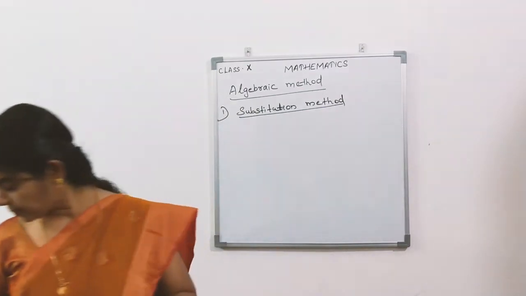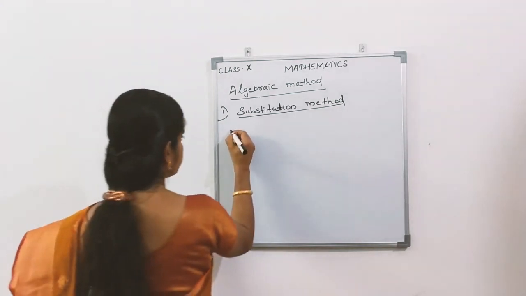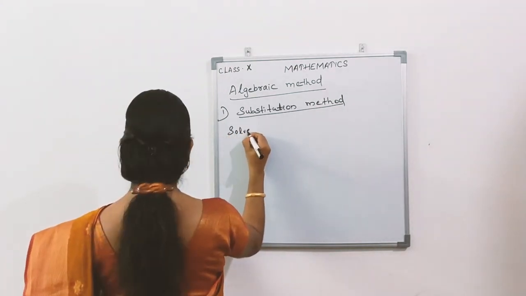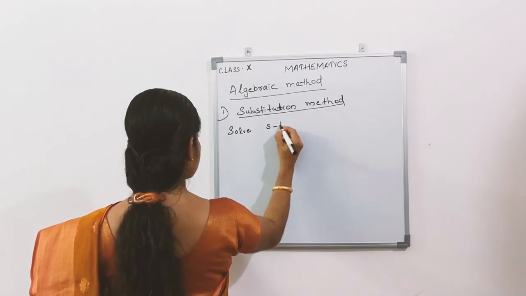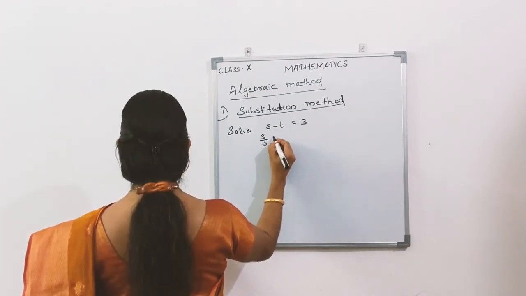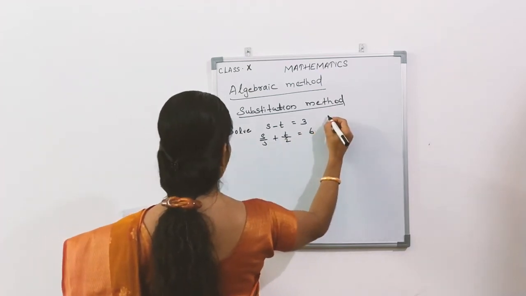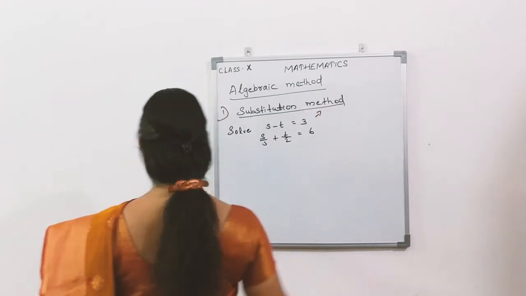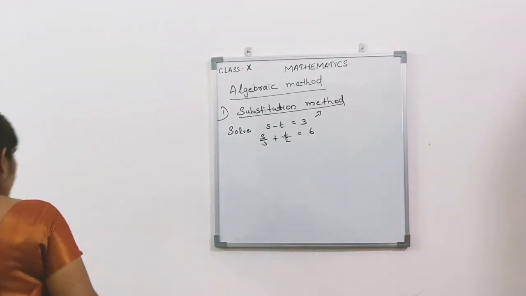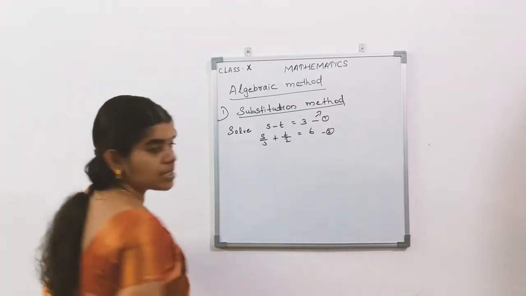Just look, question number 2. Solve s minus t equal to 3 and s by 3 plus t by 2 is equal to 6, by the substitution method. I am giving this as equation number 1, this as equation number 2.